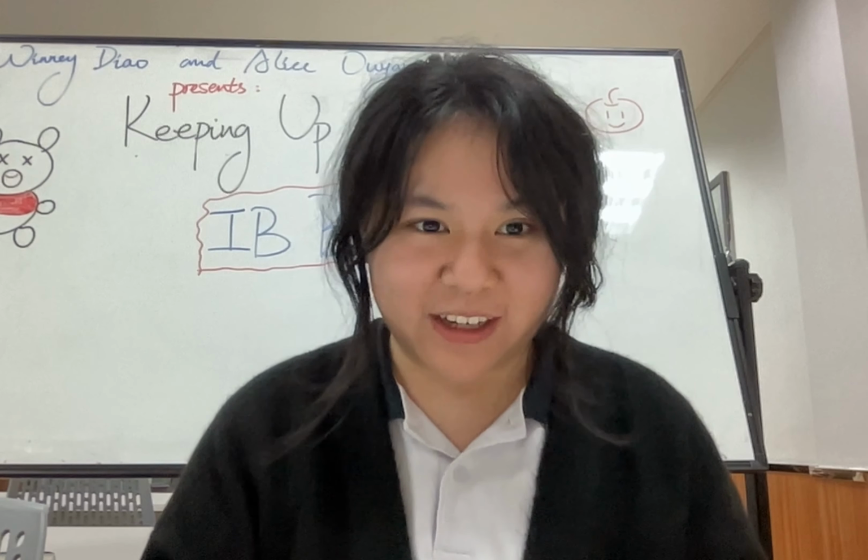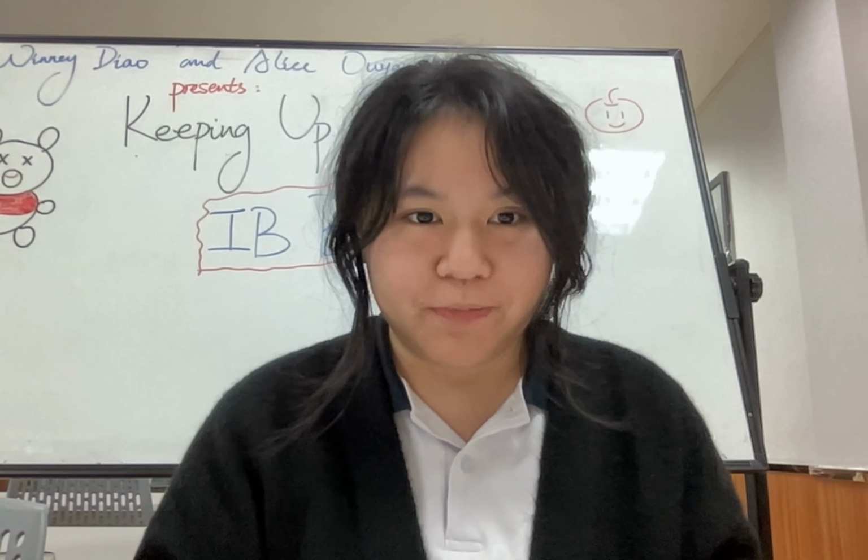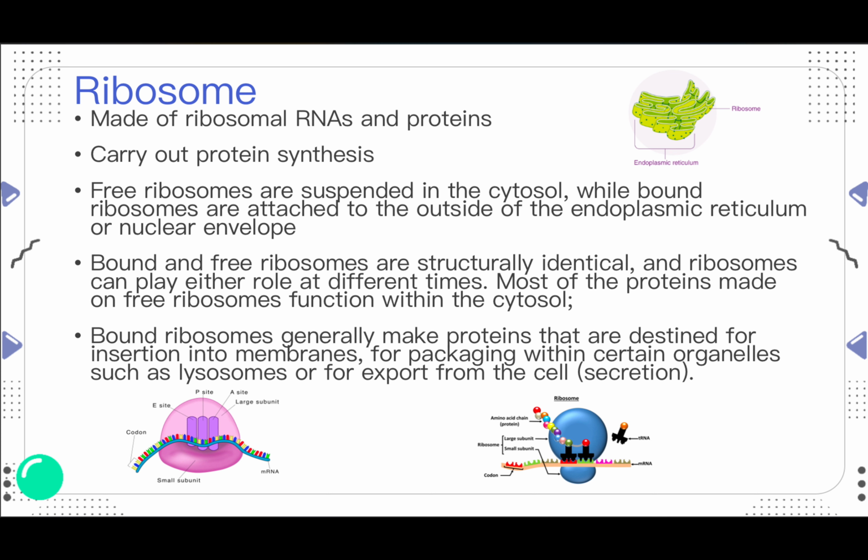Now we are moving on to ribosomes. Ribosomes are like the little factories of the cell. They are the manufacturing center for proteins. They carry out protein synthesis. Now, ribosomes are made of ribosomal RNAs and proteins.